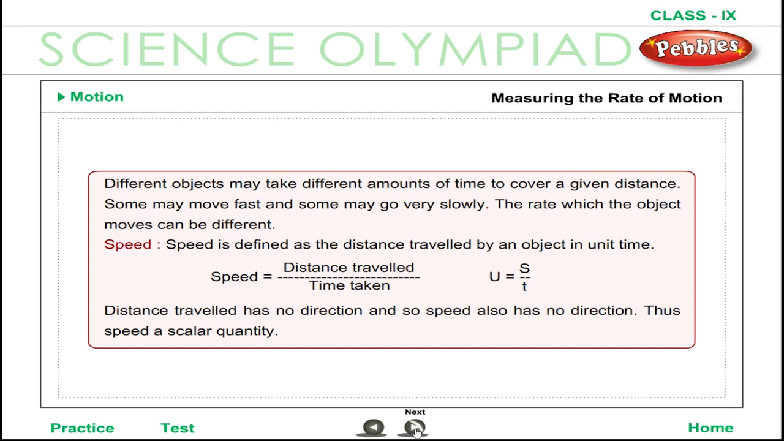Speed. Speed is defined as the distance traveled by an object in unit time. Speed is equal to distance traveled divided by time taken. v = s / t. Distance traveled has no direction, and so speed also has no direction. Thus, speed is a scalar quantity.